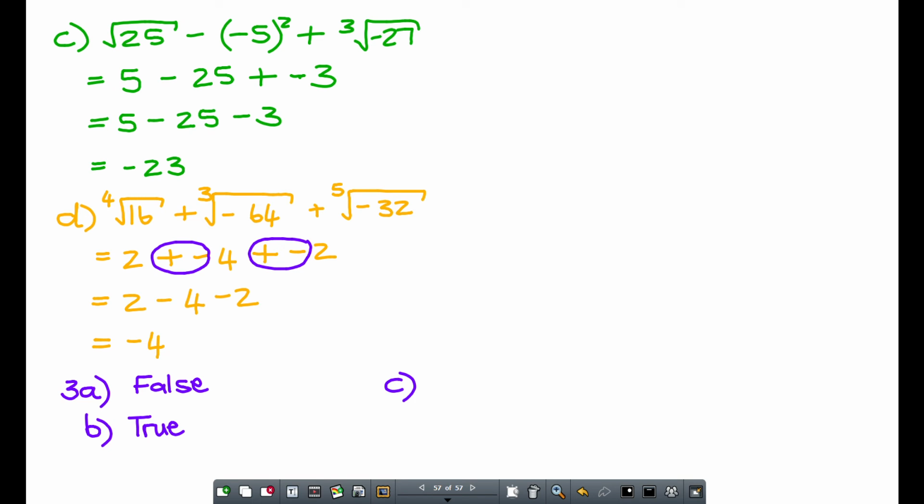Square root of a negative number. Can we get that? So that is false.